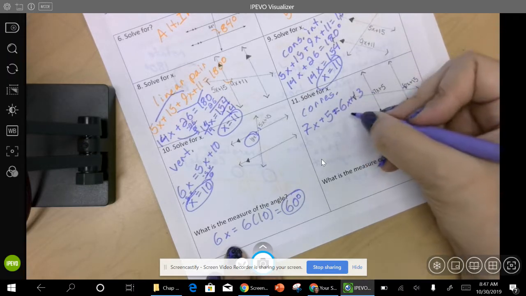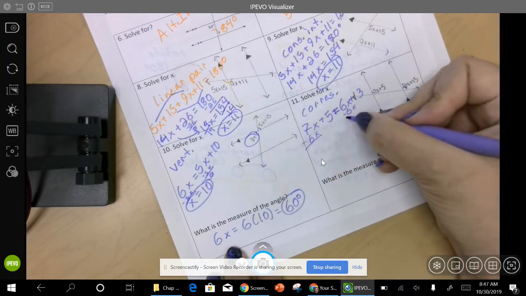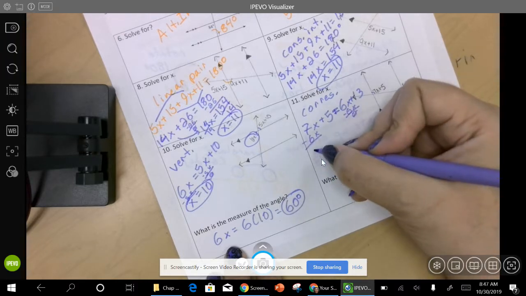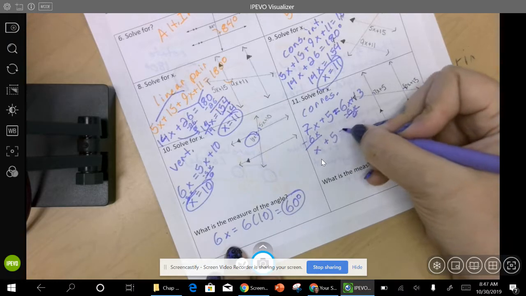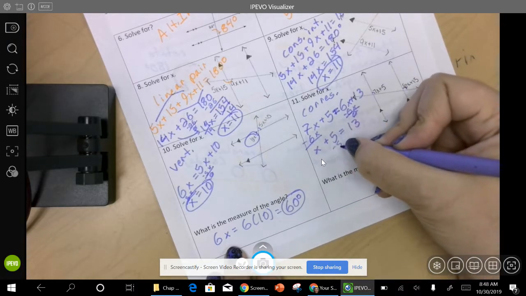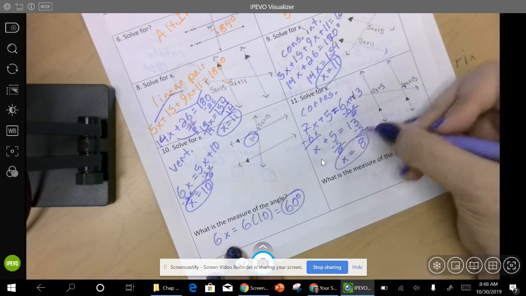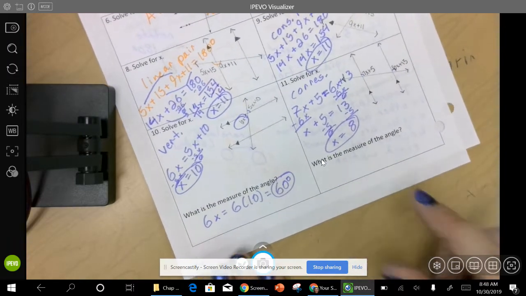So we set them equal to each other and subtract 6x from each side. I do that so I don't have to have a negative x value. Subtract 5 from each side. Remember, what we do on the one side, we have to do on the other side. Got to keep it balanced. Okay, what's the measure of the angle, everybody?